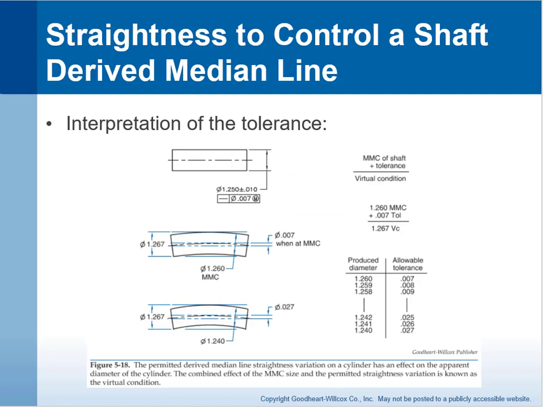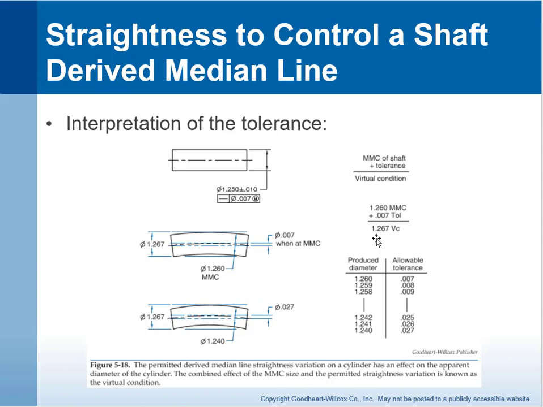Okay, number 27. How to interpret this tolerance. Here's where we get into the idea of virtual condition. If we have an MMC of a shaft plus a tolerance, that gives us a virtual condition. In this particular case, we have 1.250 plus or minus 10. The maximum material condition is 1.260. That's showing here. But we also have a form tolerance of 7 thousandths. So if we add our form tolerance to our MMC, we get the virtual condition. The virtual condition is essentially the MMC plus the form tolerance.